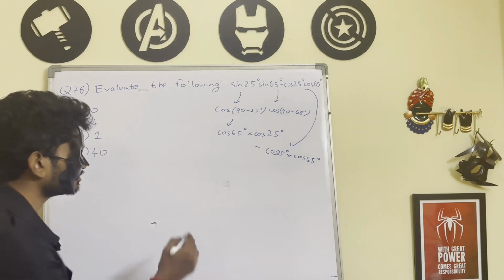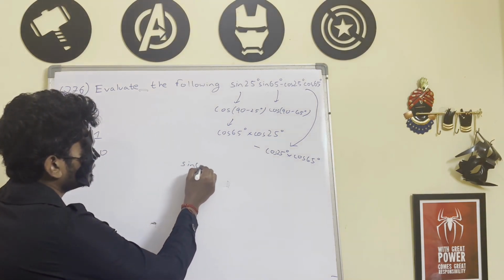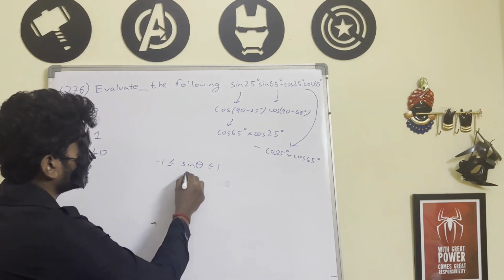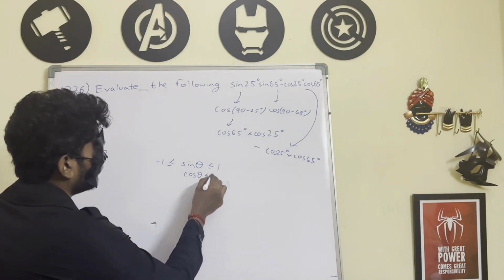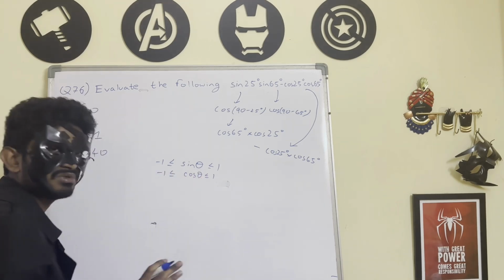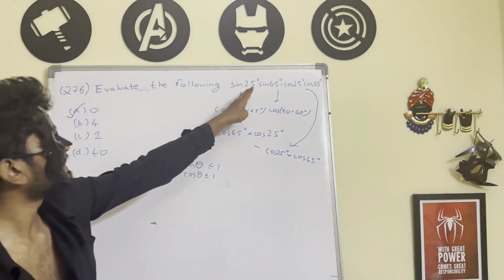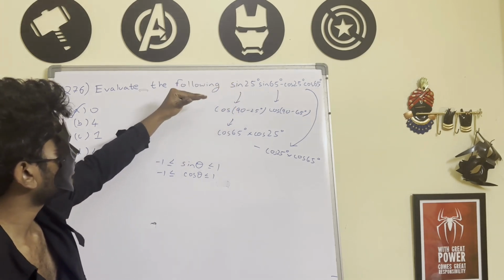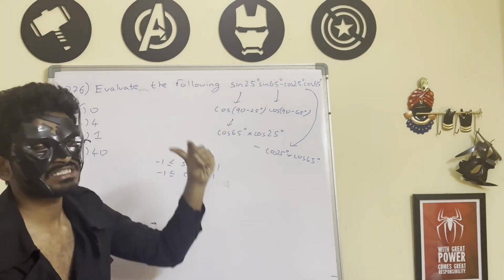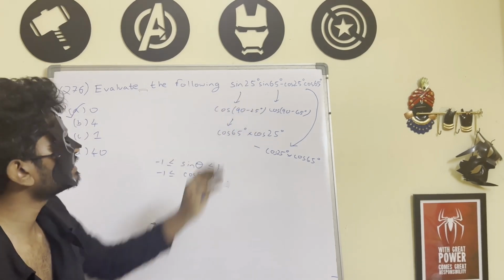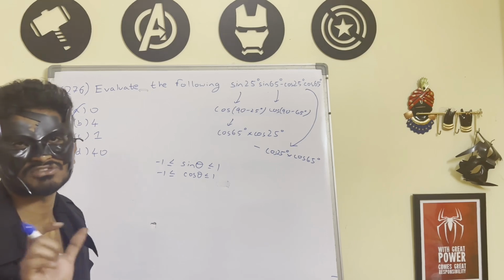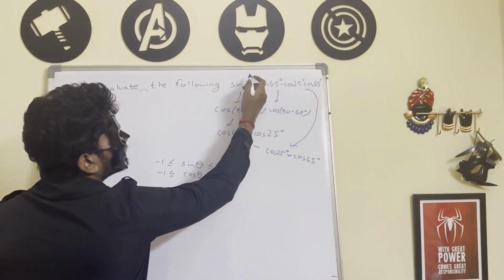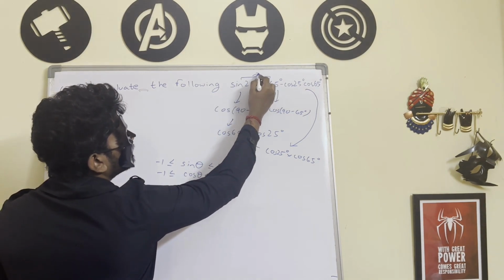How I'll teach you. Suppose sin theta ranges between minus 1 to 1, right? Cos theta also lies between minus 1 to 1. This you must be knowing. So now here sin theta into sin theta is there. Something which lies between minus 1 to 1 multiplied by another value which lies between minus 1 to 1, that range also will be between minus 1 to 1. So the maximum value of this product will be 1, right?